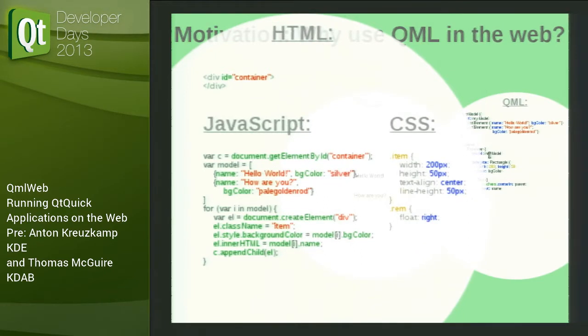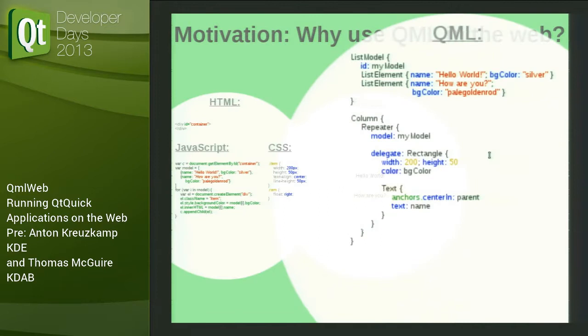But this tells us: please create a list. Each element should be a div of the class item, that's the meaning. It should have a background color coming from the model and a text coming from the model. And exactly that is what we're doing in QML in a declarative manner.